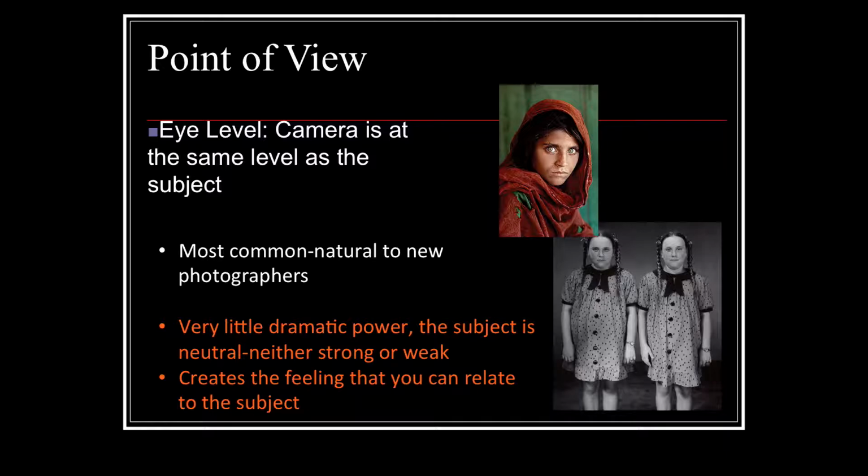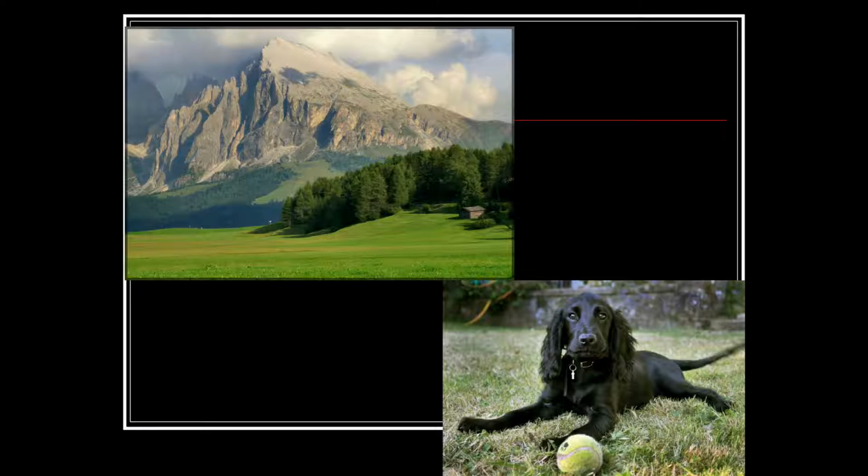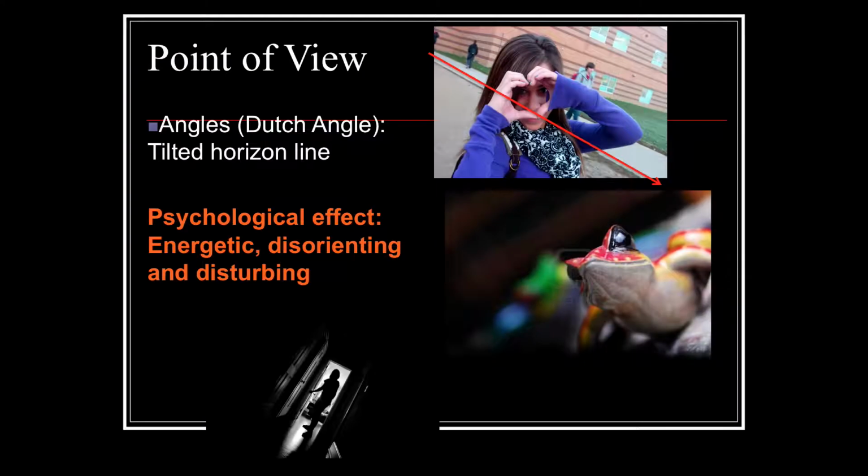It's not very dramatic. The subject's sort of neutral, but it can create a feeling that you can relate to the subject. Like this very famous photo here of this Afghan girl looking right in the camera, and she's right at eye level, so you kind of feel like you are talking to her, so it's much more natural. Eye level is great for landscapes, and it's also great for pets or young children, where you get down to their level. Instead of shooting down at them, try shooting at their level, and you might find that you like the photos a little better.